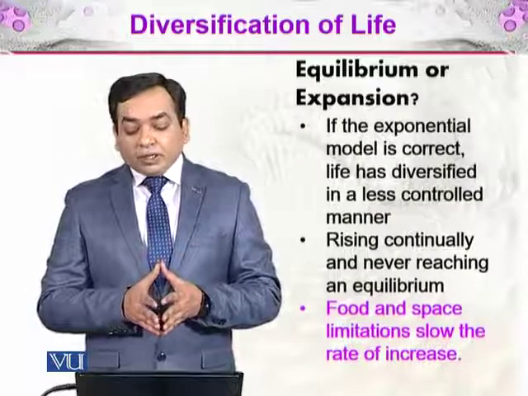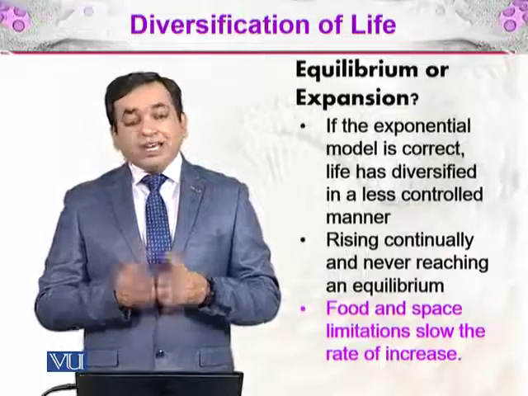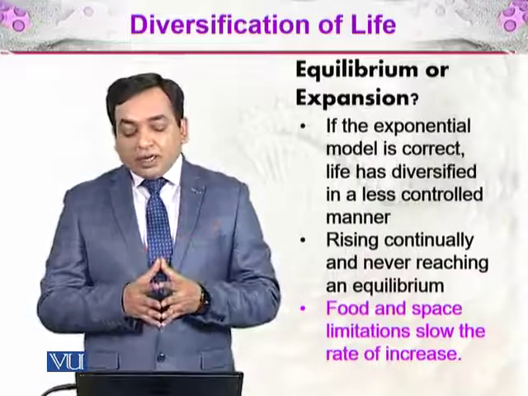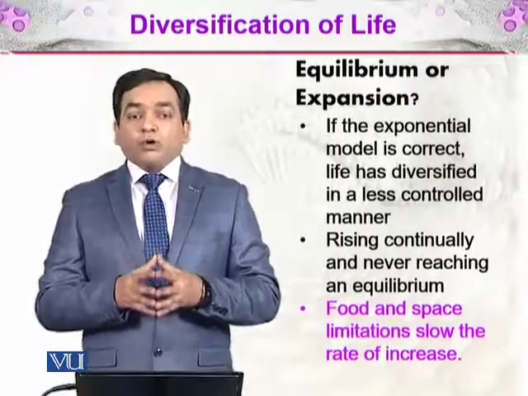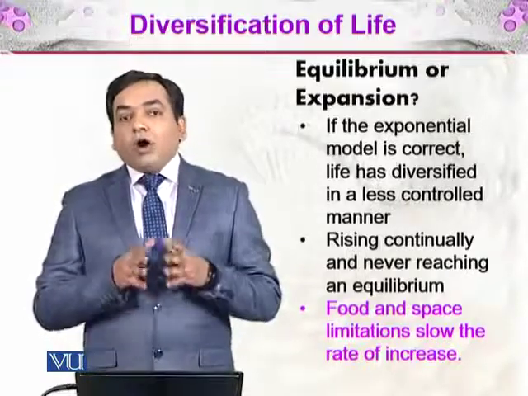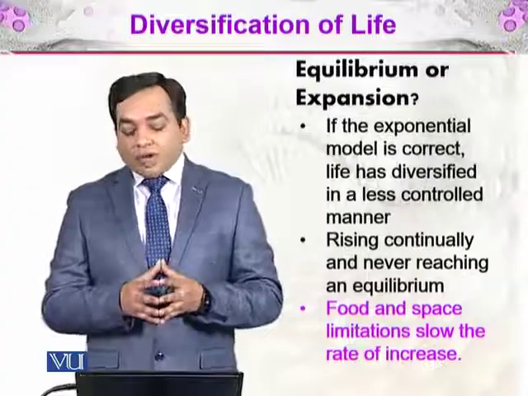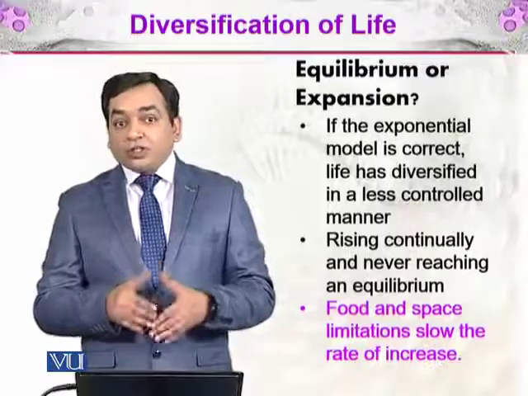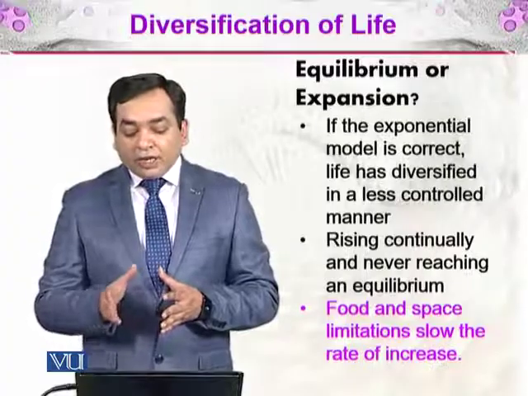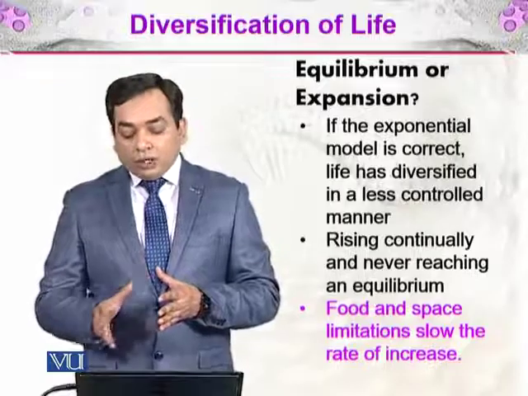The second is the exponential model. If the exponential model is correct, life has diversified in a less controlled manner. If we see the history, life has been expanding, and is it more controlled? That is difficult to say, because we don't have that much fossil record, or we cannot understand on the basis of the evidence that we have whether it is equilibrium or expansion, but we can debate on it. So it has been rising continually and never reaching an equilibrium.